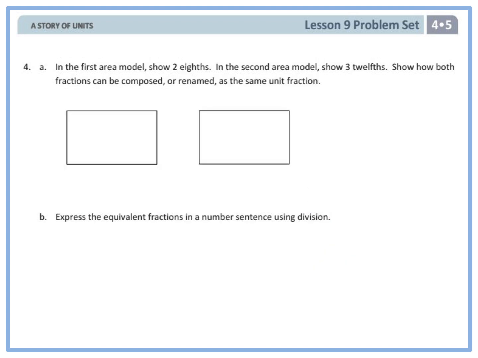All right. One more time, and you're going to do this one on your own, but it's the same thing. In the first area model, you'll show 2/8. In the second area model, 3/12. You're going to show how both of those can be composed or renamed, and then you'll give a number sentence down there. All right. And that is the end of this lesson.